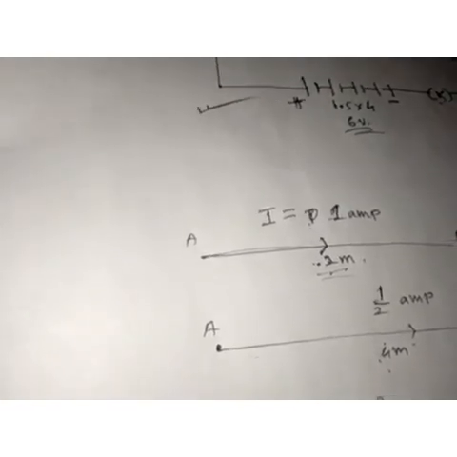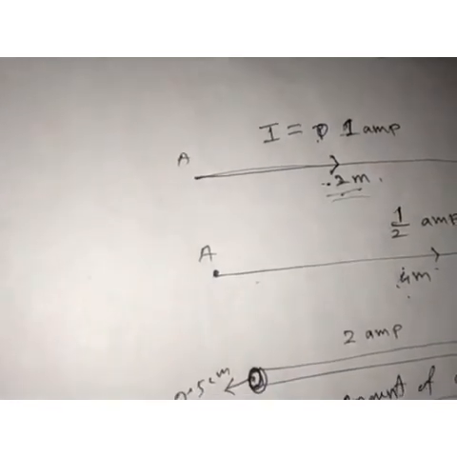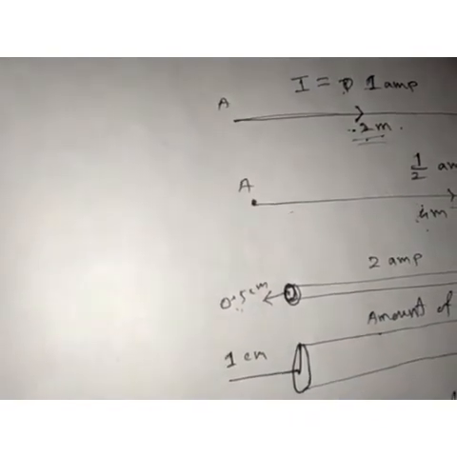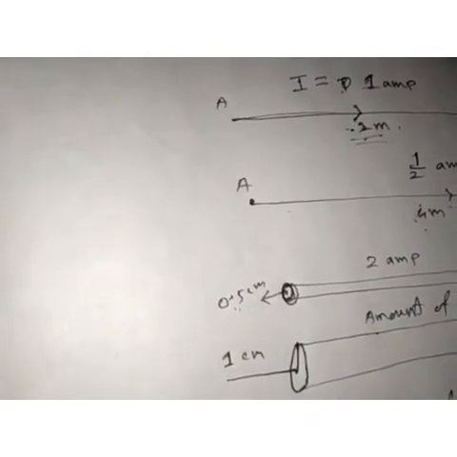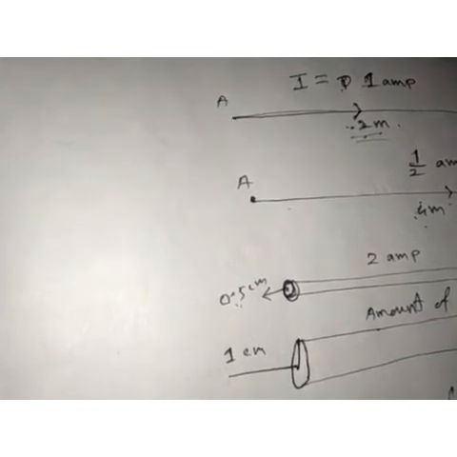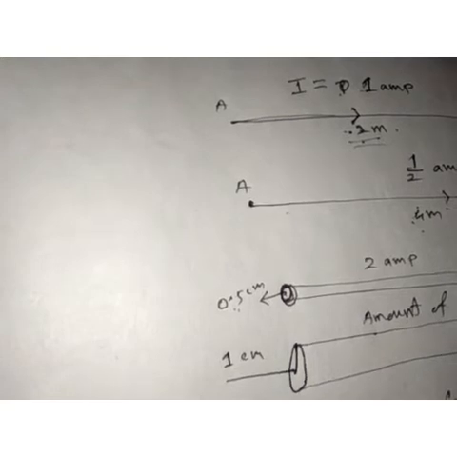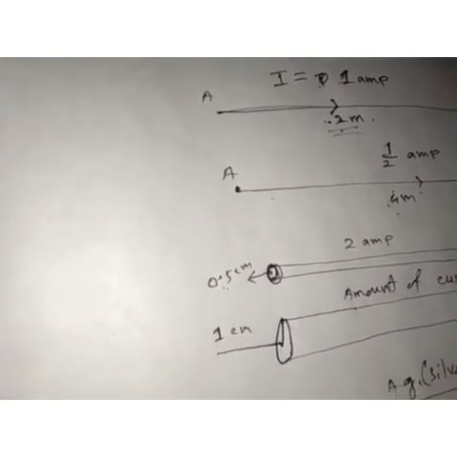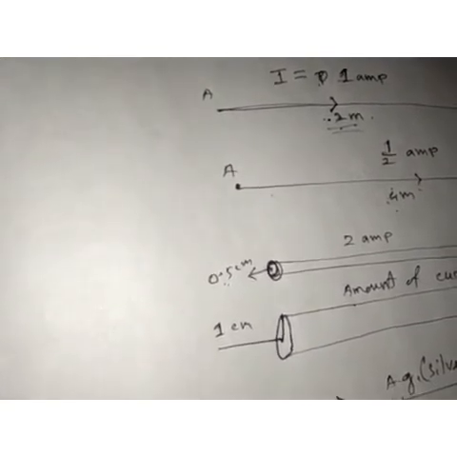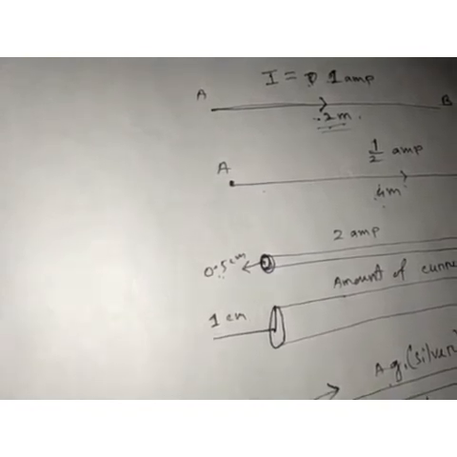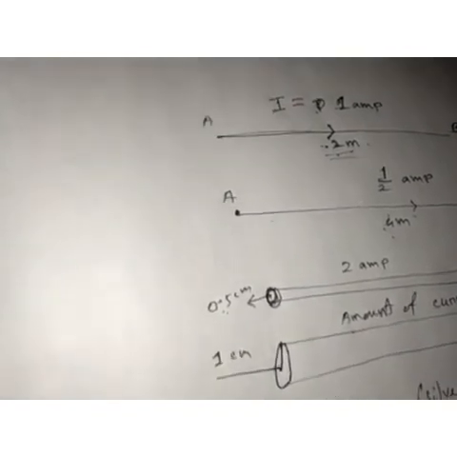Okay, next look, if the area of cross section is increasing, then the ammeter reading is also increasing. That means current is increased when the area of cross section is increased, for the same material and the same length.